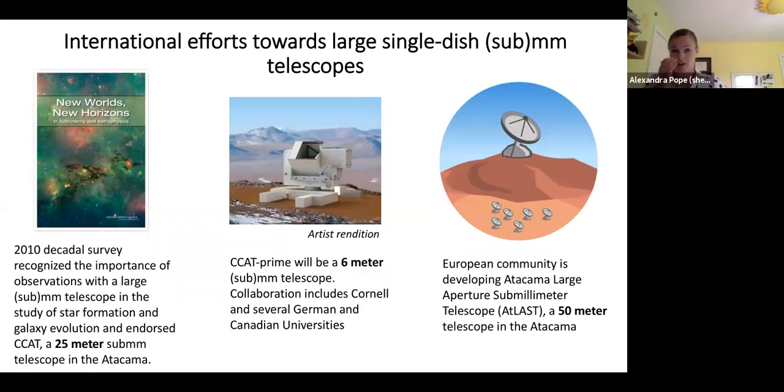So there's been a lot of international efforts and recognition that single dish sub-millimeter astronomy is really important. 10 years ago, when we had the 2010 decadal survey, this was recognized with a strong endorsement for the CCAT telescope, which was going to be a 25-meter telescope in the Atacama. Since then, this project has evolved into CCAT Prime, which is a 6-meter sub-millimeter telescope being built down in the Atacama, but this is still under development, under construction.